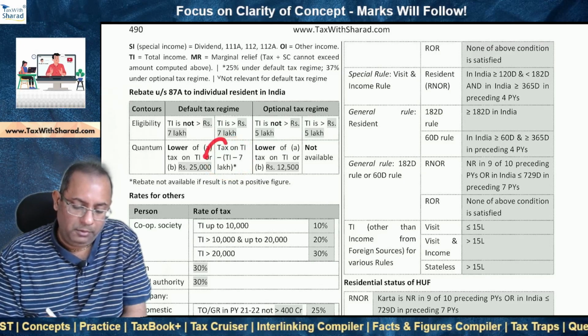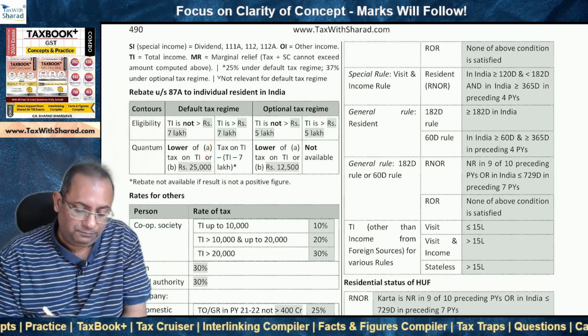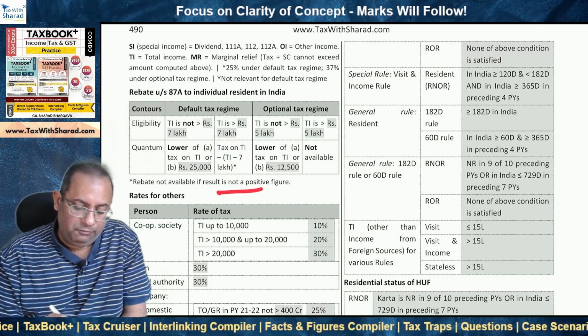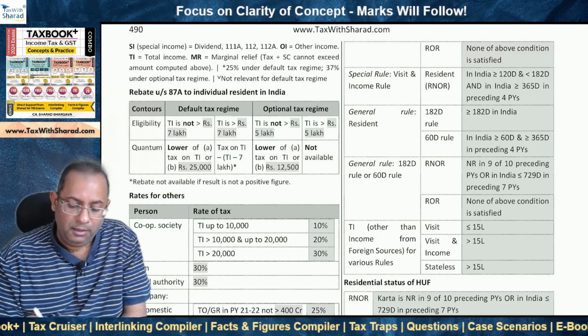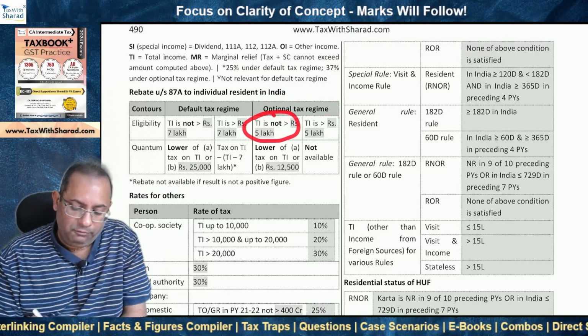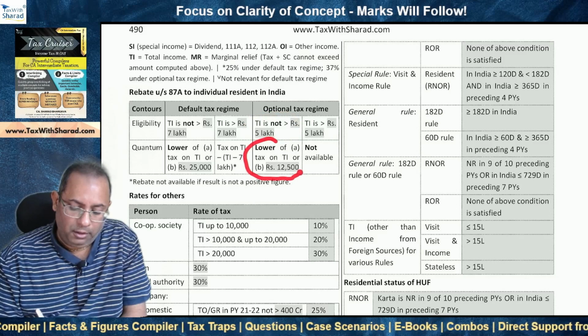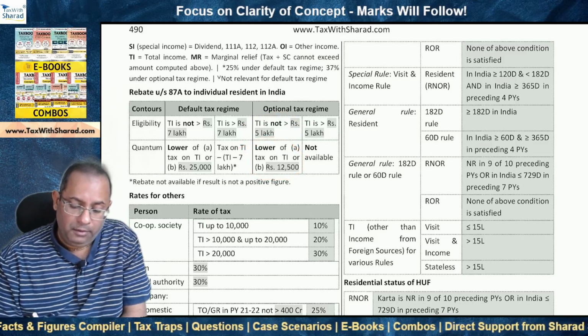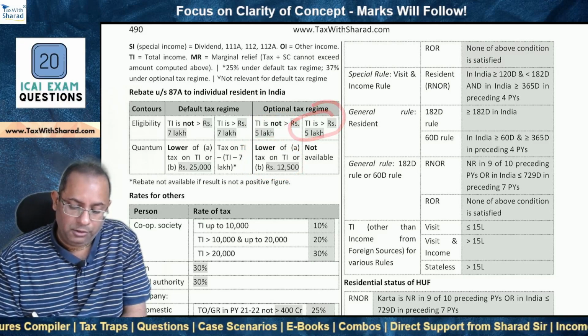Now this needs to be a positive figure. If it is not a positive figure, then rebate will not be available. In the case of the optional tax regime, where the total income is not more than 5 lakh, rebate is the lower of tax on total income or 12,500. Where the total income is more than 5 lakh, rebate is not available.